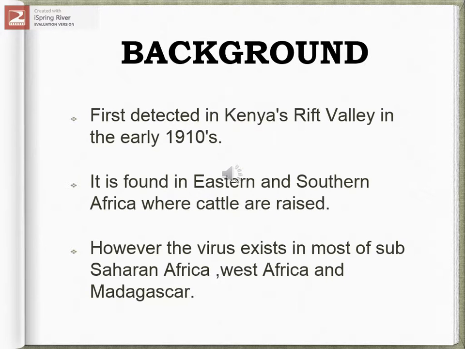Background. Rift Valley fever was first detected in Kenya's Rift Valley in the early 1910s. It is found in eastern and southern Africa, where cattle are raised. However, the virus exists in most of sub-Saharan Africa, West Africa, and Madagascar.